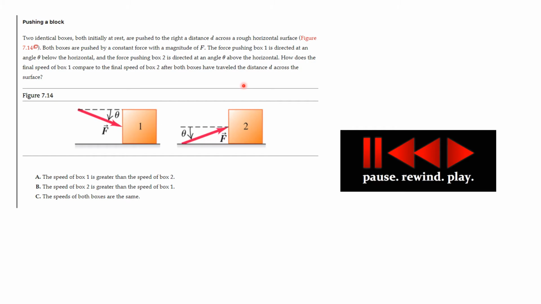How does the final speed of box 1 compare with the final speed of box 2 after both boxes have traveled the distance of d across the surface? You know what to do. Let's see how you did.